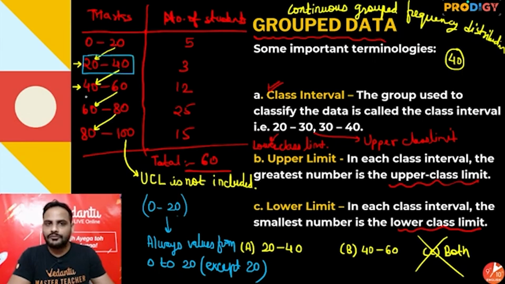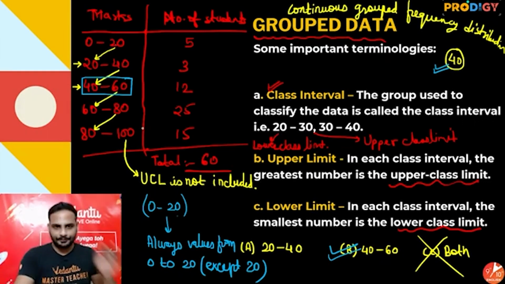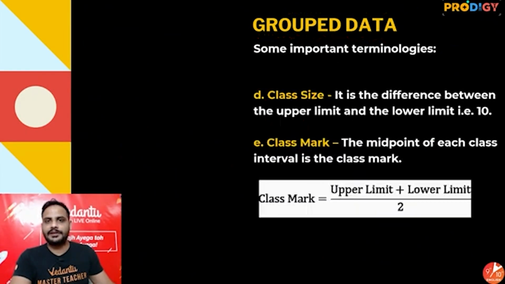In this group you will not count 40, you will count 40 in the next group. 60 will be counted in the next group, and 80 will be counted in the 80 to 100 group. So 40 to 60 is the group in which I will count this student with 40 marks. If a student has got 60 marks, I will count him in 60 to 80, not 40 to 60. So upper class limit is not included. This is one very important thing.